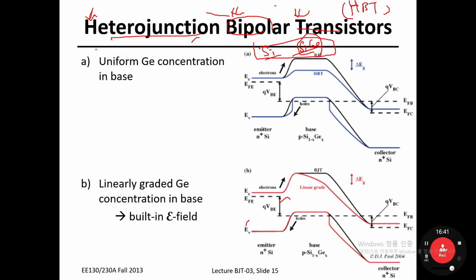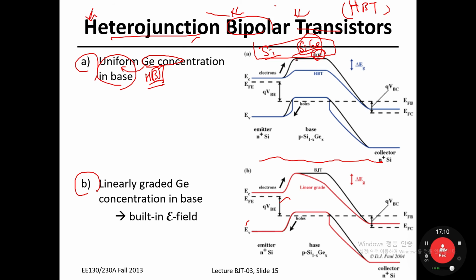Okay, so the last thing that I would like to teach in this video clip is, can you draw the energy band diagram for a uniform germanium concentration in a BJT case? I mean, definitely HBT, but in the BJT, what if the germanium concentration is very uniform? Can you draw the band diagram against the conventional all-silicon BJT?